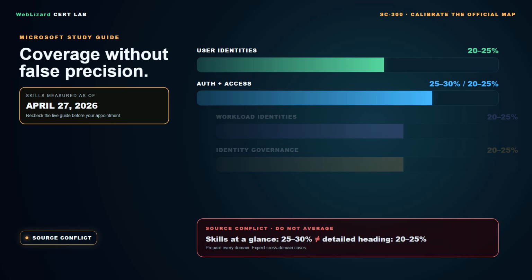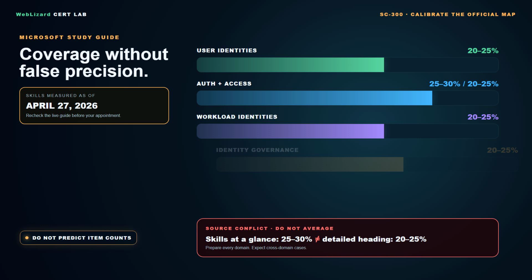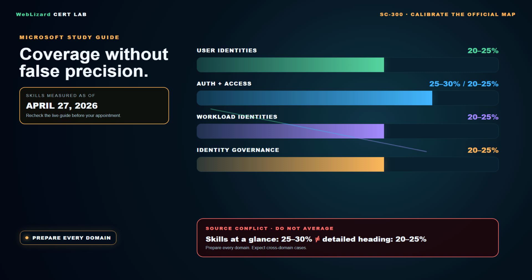The same page contains a conflict. The detailed authentication heading says 20 to 25%, not 25 to 30. Do not average the ranges or predict a question count. Use them for emphasis, prepare every domain, and expect cross-domain cases. The map gives you coverage. The case gives you the decision.